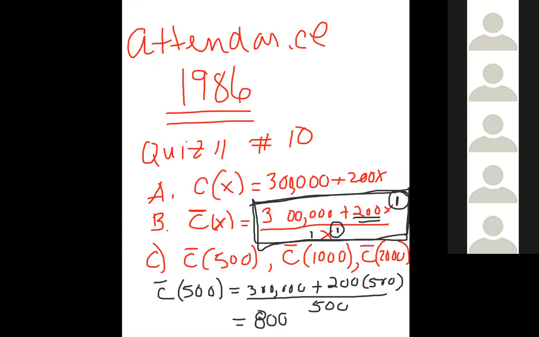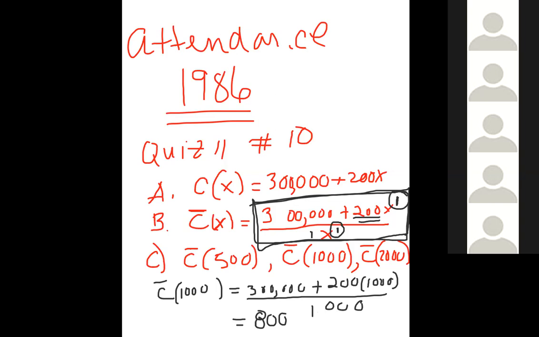So now we're going to do it again, but this time with 1,000 bikes. So we're going to fill in 1,000 for every single X. So this time we're going to do C of 1,000, equals 300,000 plus 200 times 1,000, divided by 1,000. I forgot to put my 1,000 in the denominator, so let me fix that right there. Okay, so that's 1,000 in the denominator, guys. Go ahead and fix that for me, and then plug it into your calculator. Let's see what we come up with.